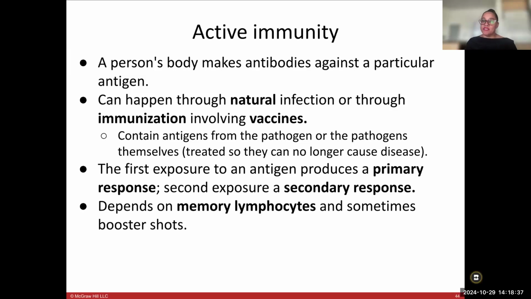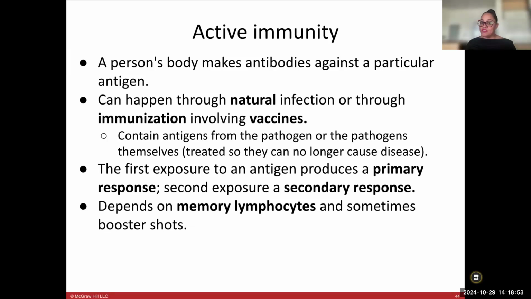So a person's body makes antibodies against a particular antigen. We just went through all that. It can happen through natural infections or immunizations involving vaccines. These contain antigens from the pathogen or pathogens themselves. They are treated so they can no longer cause disease.